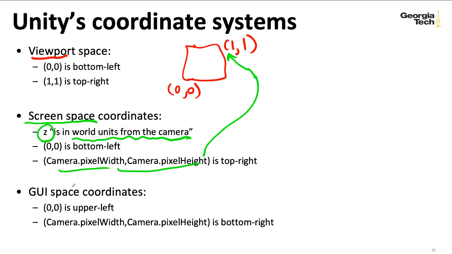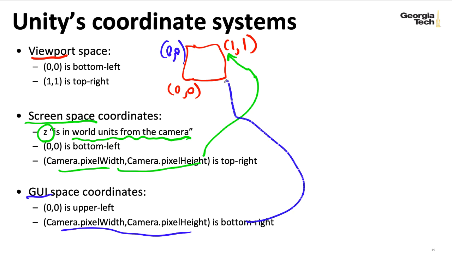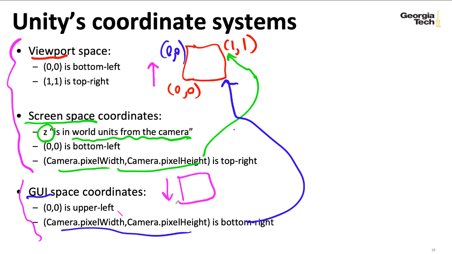For coordinates for Unity's built-in graphical user interface facilities, 0, 0 is now in the upper left. You've got these camera pixel coordinates now in the bottom right. So the first two here are closer to the kinds of conventions we've been looking at so far in terms of how you map 2D coordinates, where the y-coordinate increasing means you're going up the screen, whereas this GUI coordinate space down here is closer to traditional 2D graphics programming where increasing y-coordinates are going down the screen.